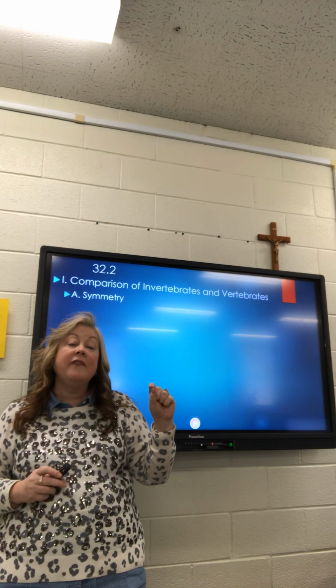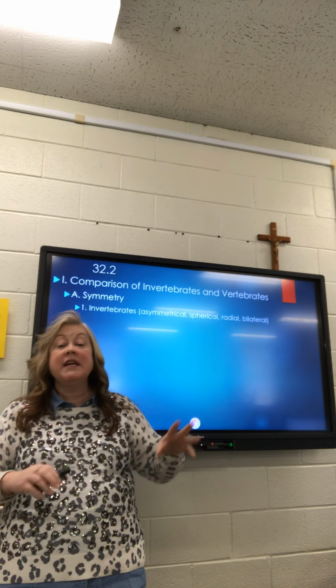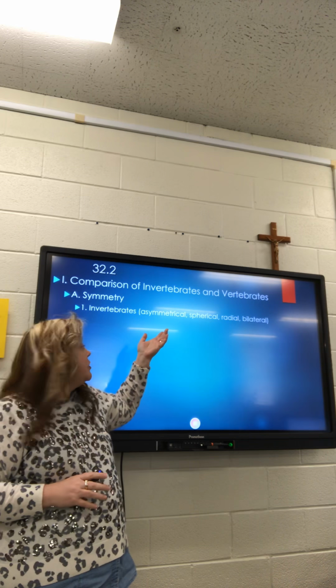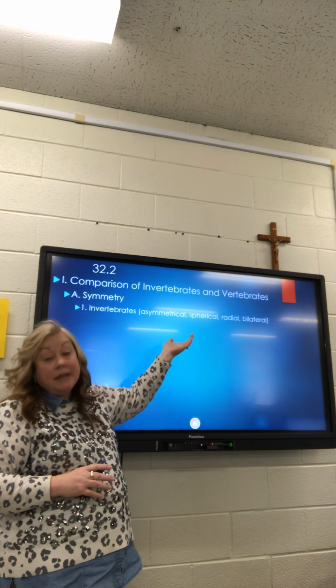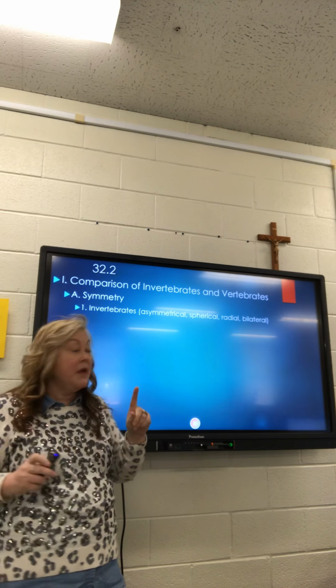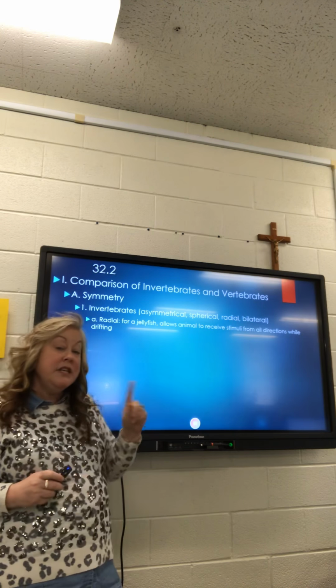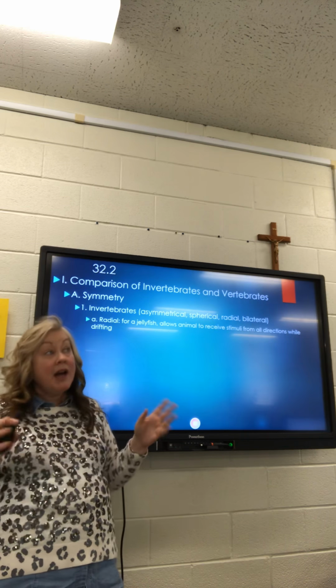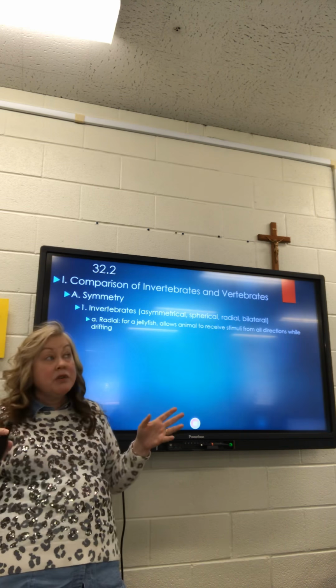We're going to find out that invertebrates can exhibit all 4 types of symmetry. Invertebrates can be no symmetry at all, like the sponge, can be spherical, like the sea urchin, can be radial, like the jellyfish, or can even be bilateral, such as the earthworm. But did you know that their type of symmetry actually is related to their body?